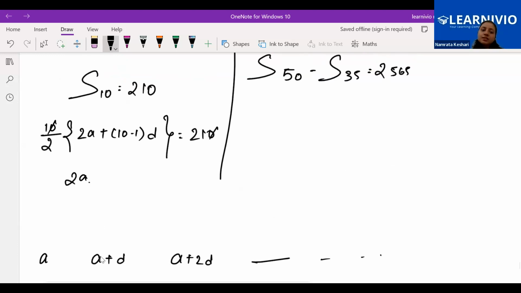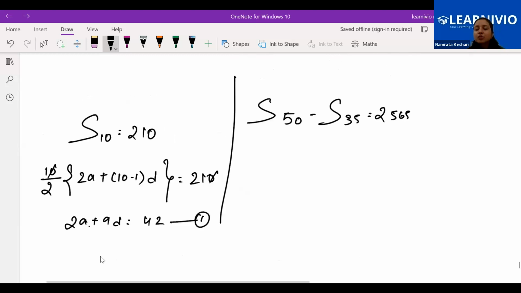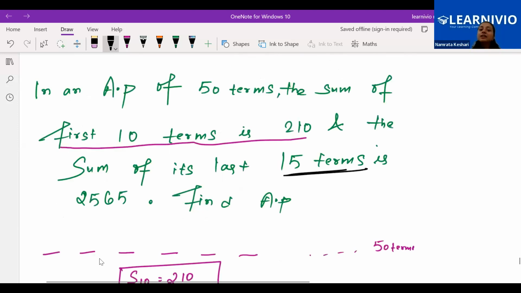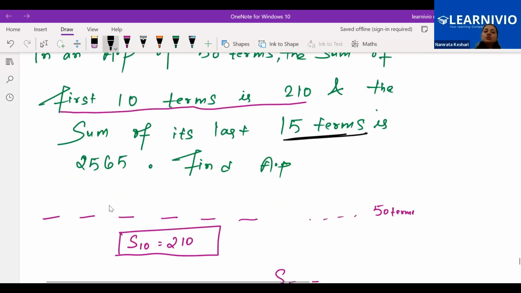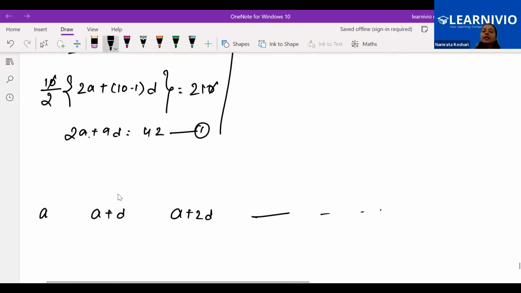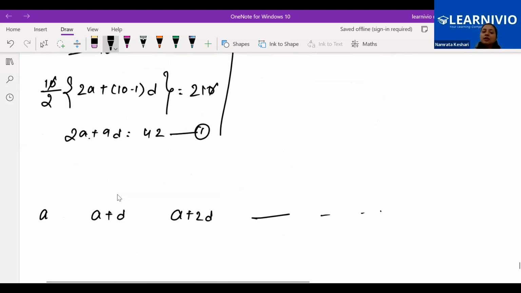2a plus 9d equals 42. This is equation number 1. Similarly, you have to create equation number 2, and then apply the concept of pair of linear equations in two variables. Solve these two equations, and you will get the values of a and d. Here the question says find the AP, find the sequence. Once we have the a and d values in hand, we will be able to create the AP like this. Is it crystal clear to all of you?